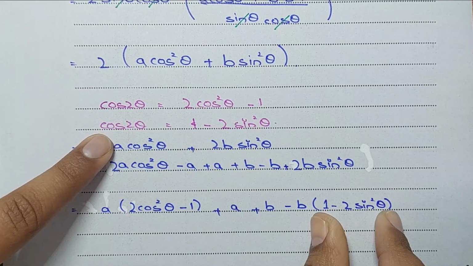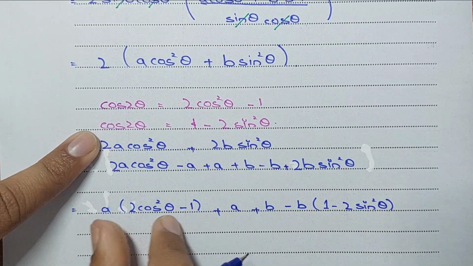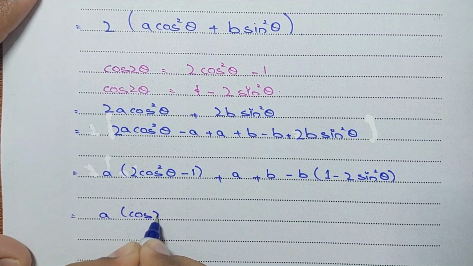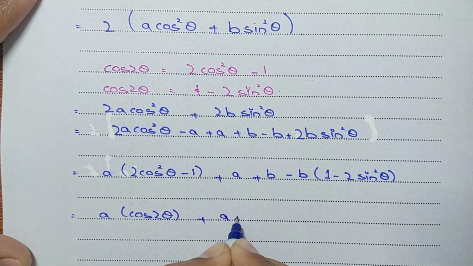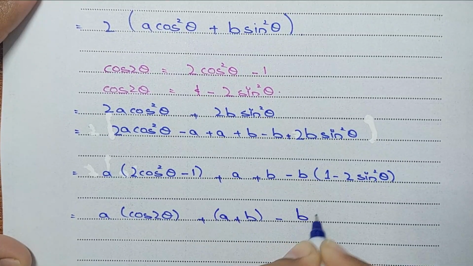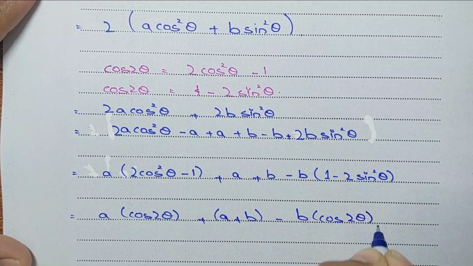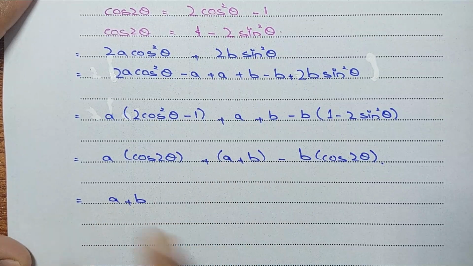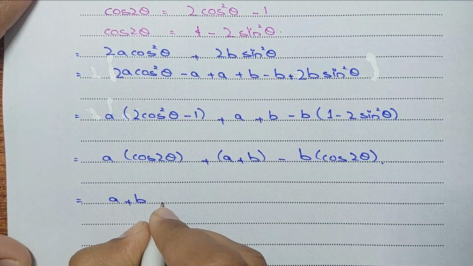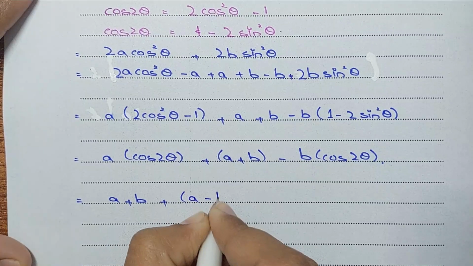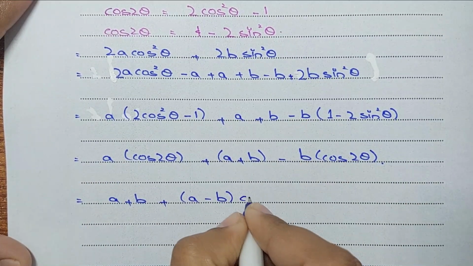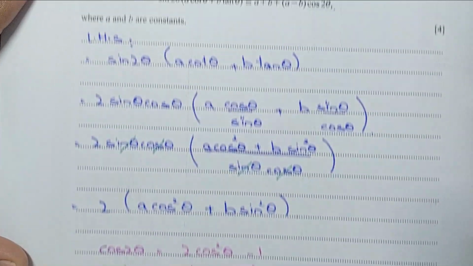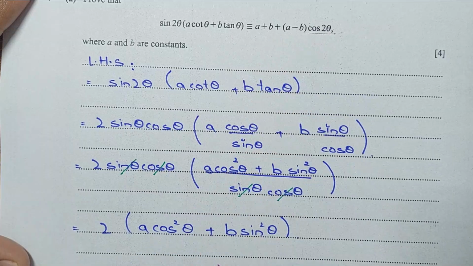Now this is cos 2 theta, and this value is also cos 2 theta, right? So we have a cos 2 theta plus a plus b minus b cos 2 theta. Okay, so we can write this as a plus b, first write down this, right? And then we have a minus b. This is a and this is b, and common is cos 2 theta. Now this is your right hand side. It is proved: a plus b plus a minus b cos 2 theta.